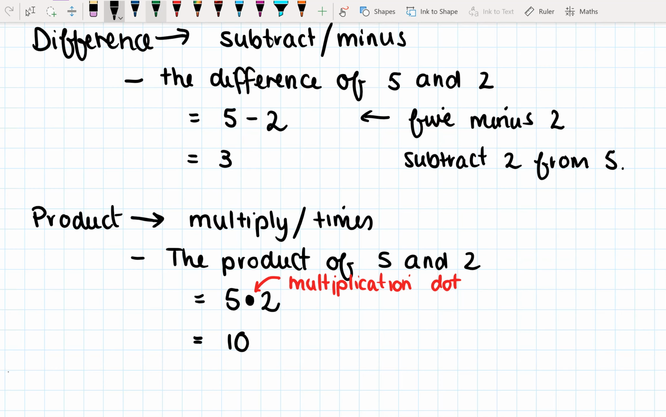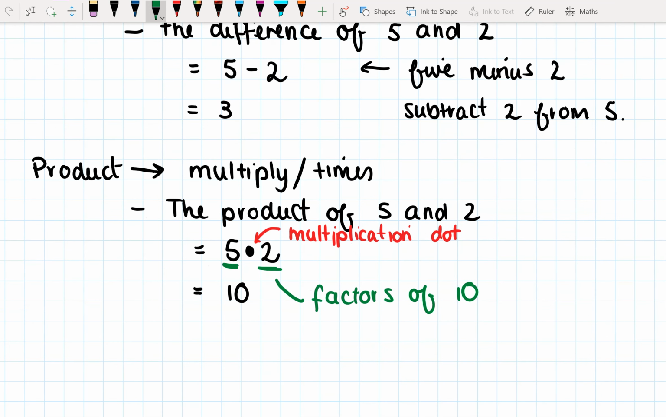Now, we have here these numbers 5 and 2. Because they multiply to give 10, these are factors of 10. So factors of 10 are 5 and 2. You can probably come up with some other factors of 10. So we have 5 and 2. We also have 10 and 1. So these are all factors of 10.